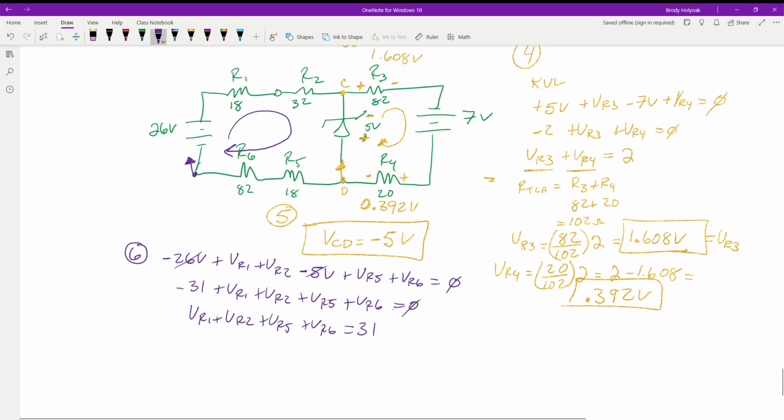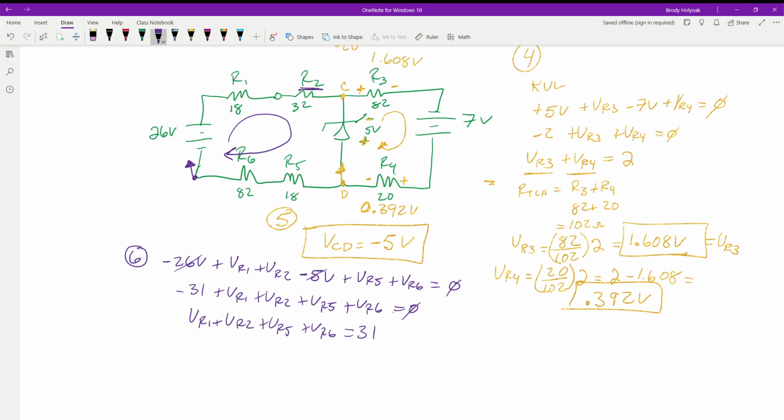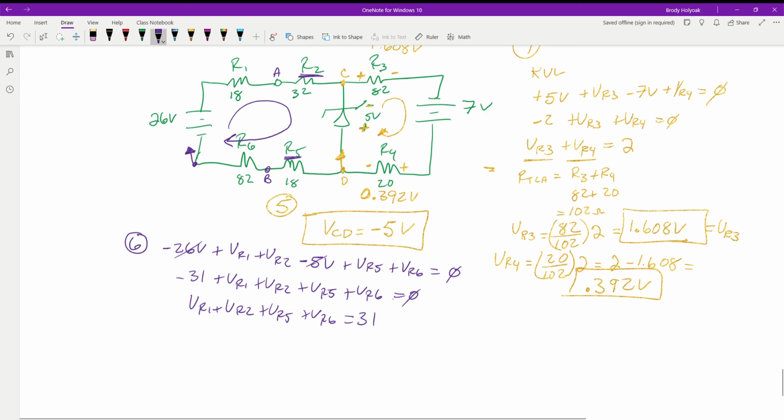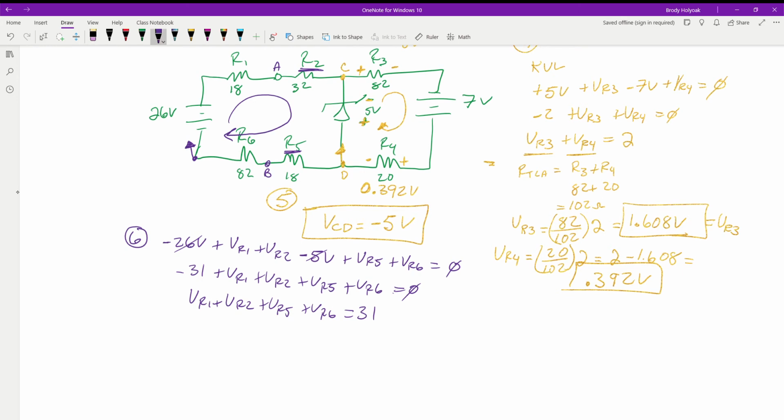The only ones we really actually truly care about is VR2 and VR5, because with it, that will give us enough information to be able to solve for our VAB, as well as solving for current to give us the current through C to D. And we'll be able to solve the current through A to B as well. So the R total for loop B is going to be equal to R1, R2, R5, and R6 all added together.